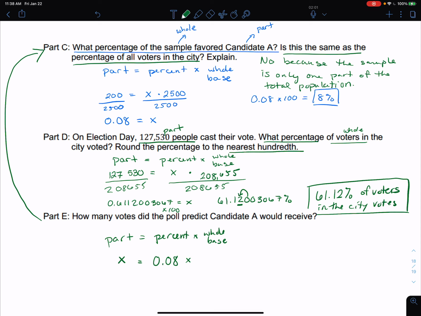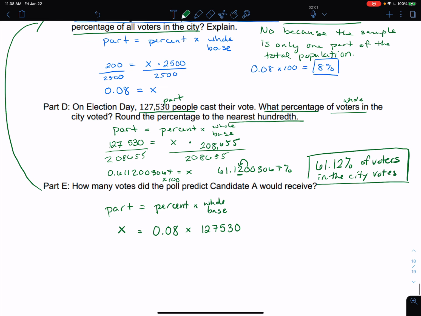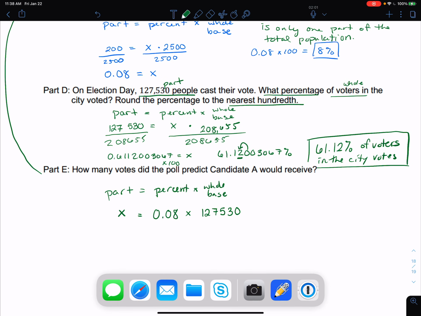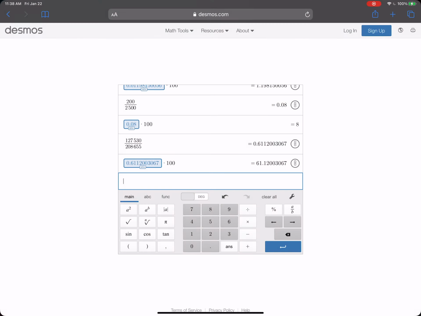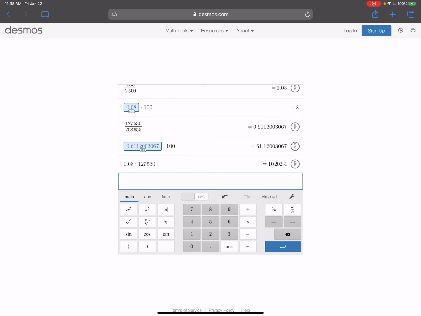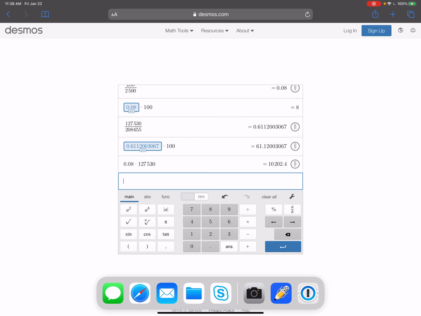And how many votes the poll predicted candidate A would receive. So that means the whole would be based on the number of people that actually voted. So it would be that 127,530 from Part D. So if we do that multiplication, we'll have 0.08 times 127,530. So that gives us 10,202.4.